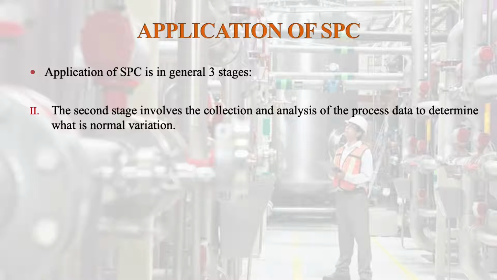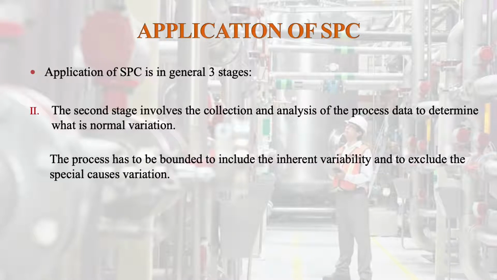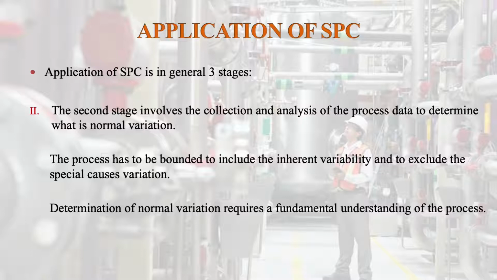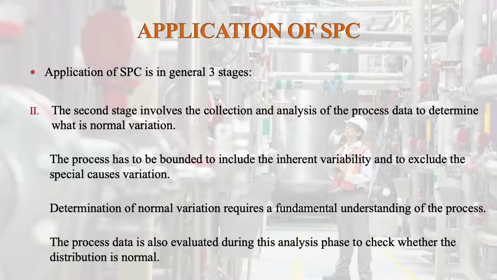The second stage involves the collection and analysis of the process data to determine what is normal variation. The process has to be bounded to include the inherent variability and to exclude the special causes variations. Determination of normal variation requires a fundamental understanding of the process. The process data is also evaluated during this analysis phase to check whether the distribution is normal.